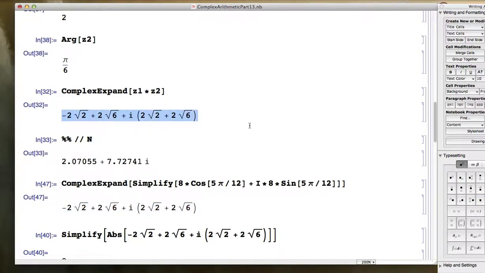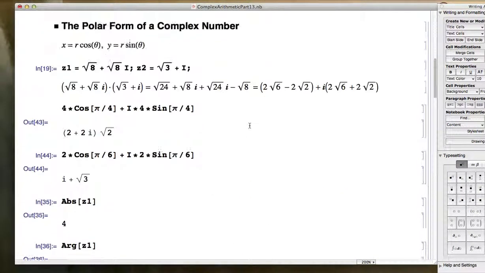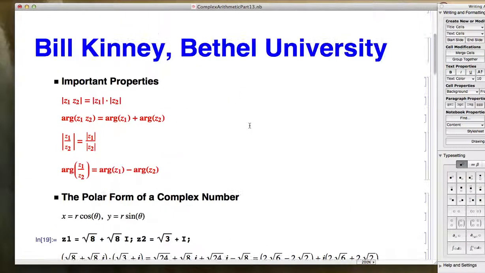So that's a little introduction to the polar representation of a complex number. We'll continue with it in the next video, where I'll introduce something called the cis function and also hint at something with exponentials that's related to all this.